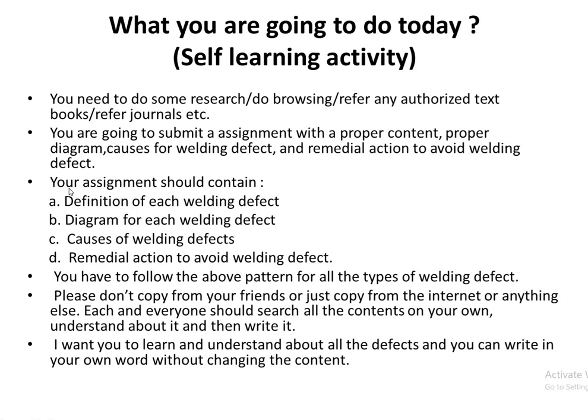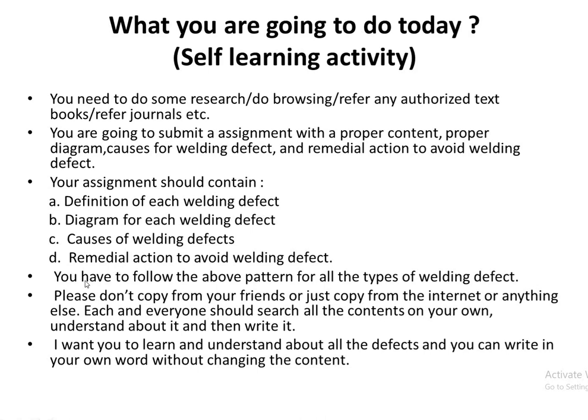Okay. These are the points your assignment should contain: definition of each welding defect. So if it's a weld crack, you have to define what is weld crack. You have to draw the diagram for each welding defect. So you have to draw the diagram for weld crack. What are the causes of the welding defect? So if you're going to see about weld crack, you are going to write about the causes of weld crack and remedial action to avoid the welding defect. So if you're going to see about weld crack, you're going to write the remedial action to avoid that welding defect. So these are the points you're going to write in the assignment.